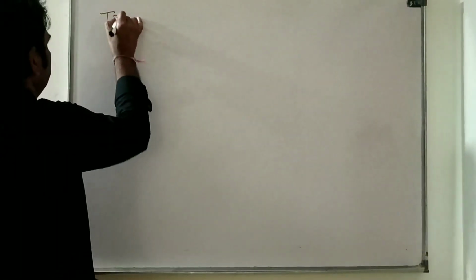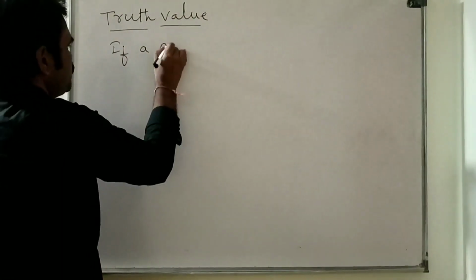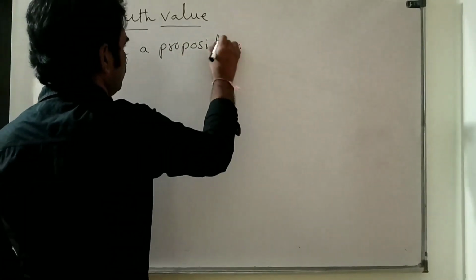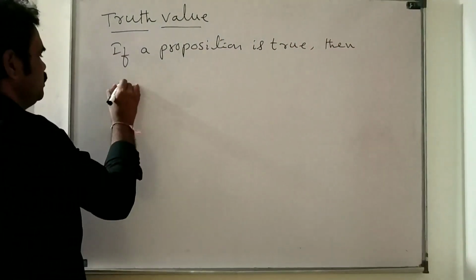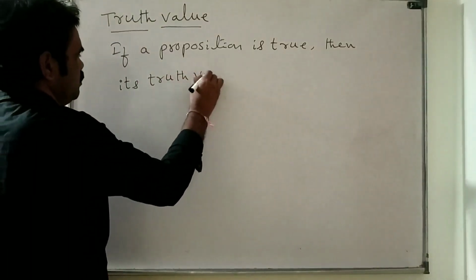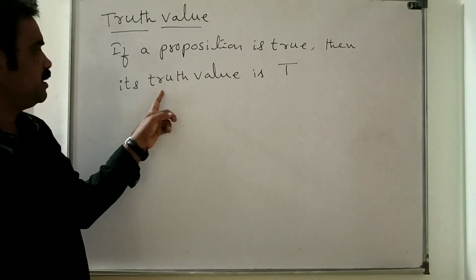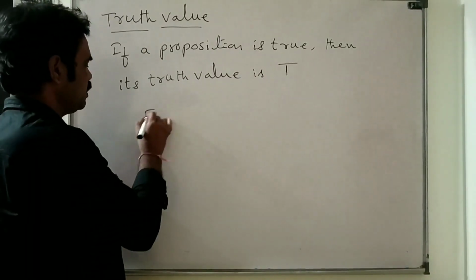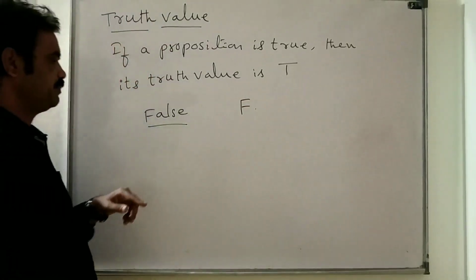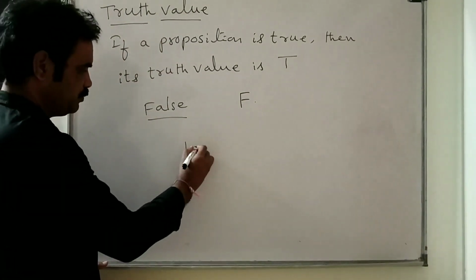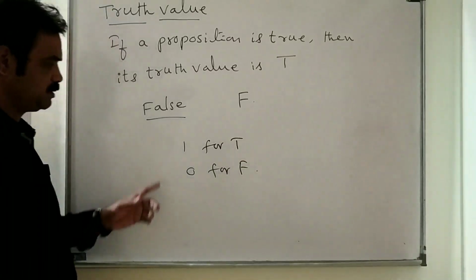Truth value. If a proposition is true, then its truth value is denoted by T. If a proposition is false, then its truth value is F. Some authors use the notation 1 for T and 0 for F.